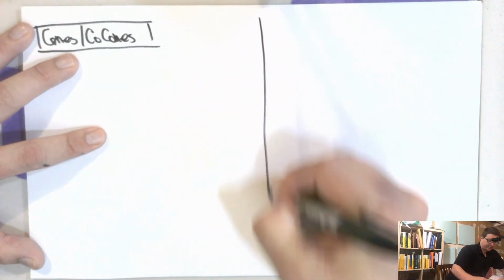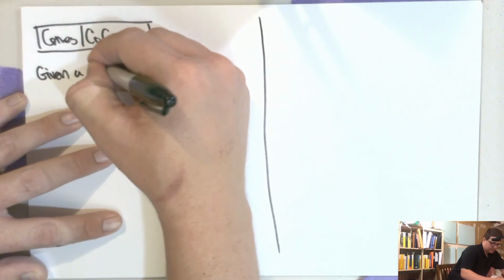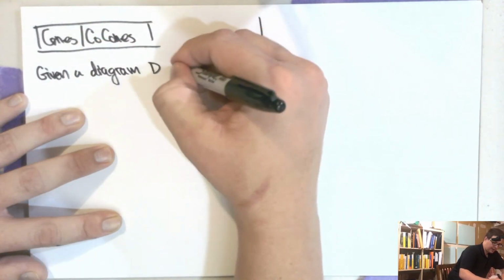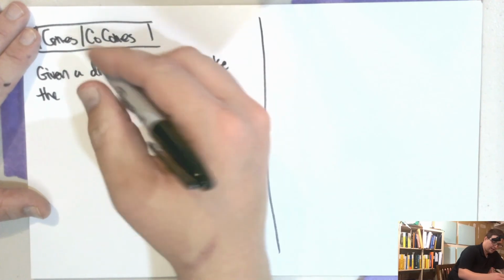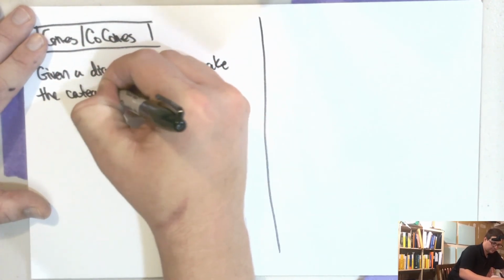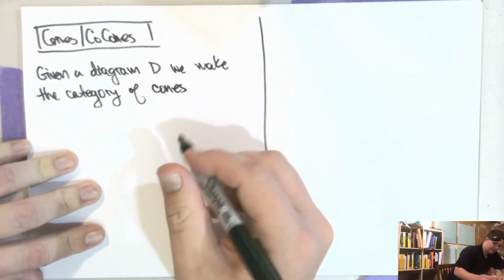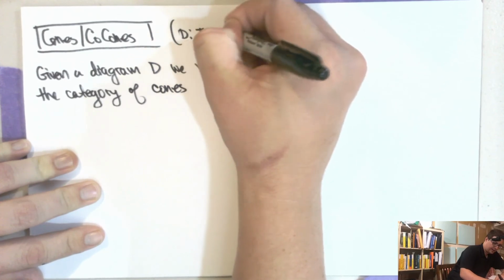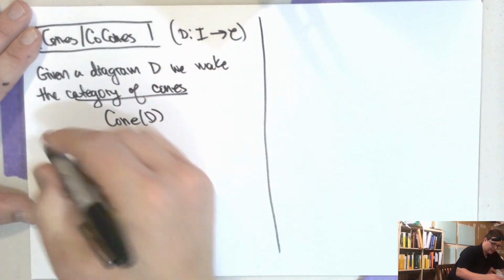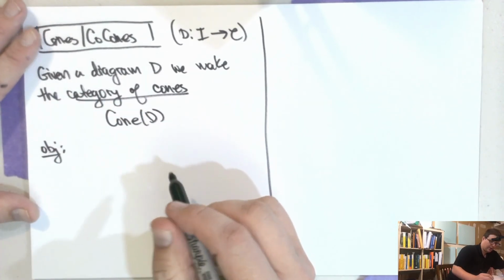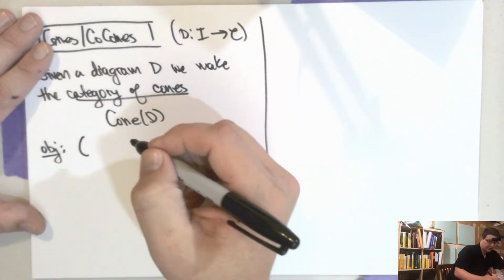Given a diagram D, we make the category of cocones or of cones. I guess we need an index set. So let's say D is a functor from I into C, and we'll call this category Cone D. The objects of this, what are they? They include an object in the category, so we could call it X.